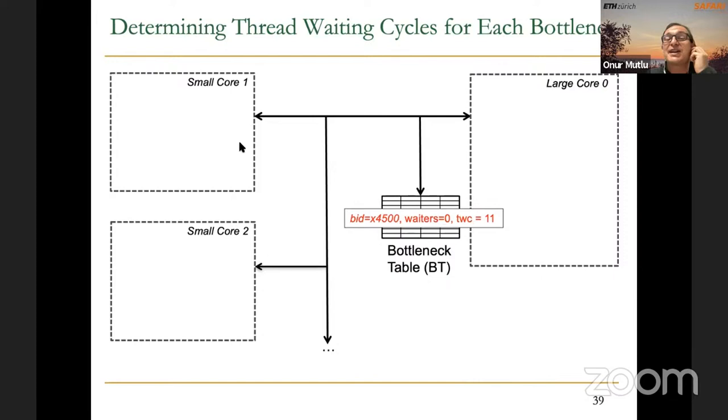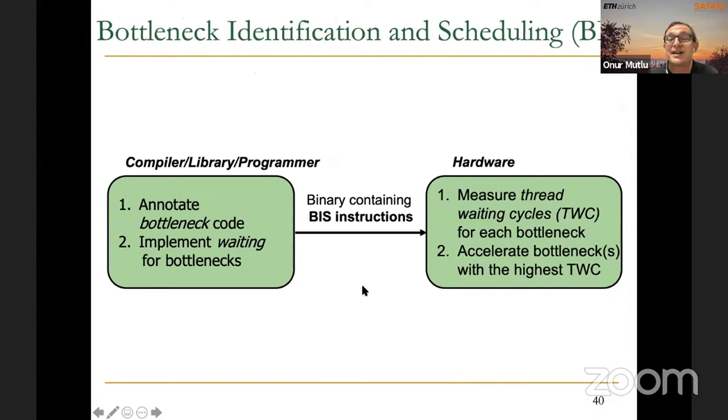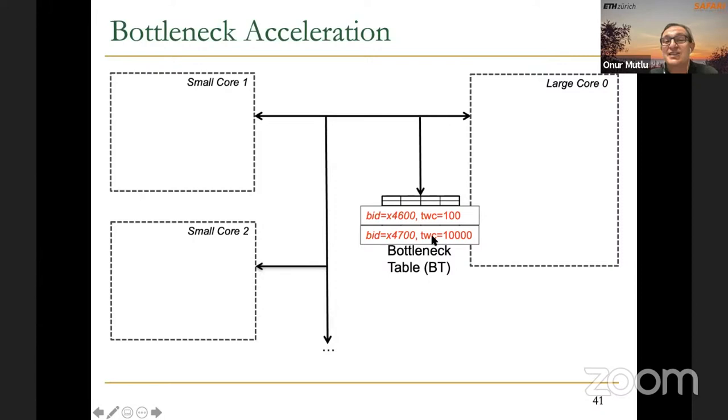And you don't have to do this incrementing by cycle. You can do it in a coarser grain. We can quantize it, et cetera. We're not going to talk about that at this point right now. Okay, now you have a computation of the thread waiting cycles. How do you accelerate bottlenecks? Let's take a look at what happens.